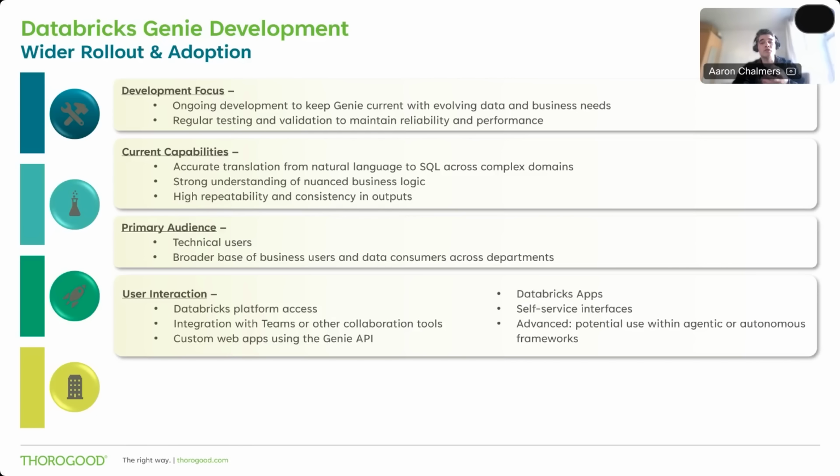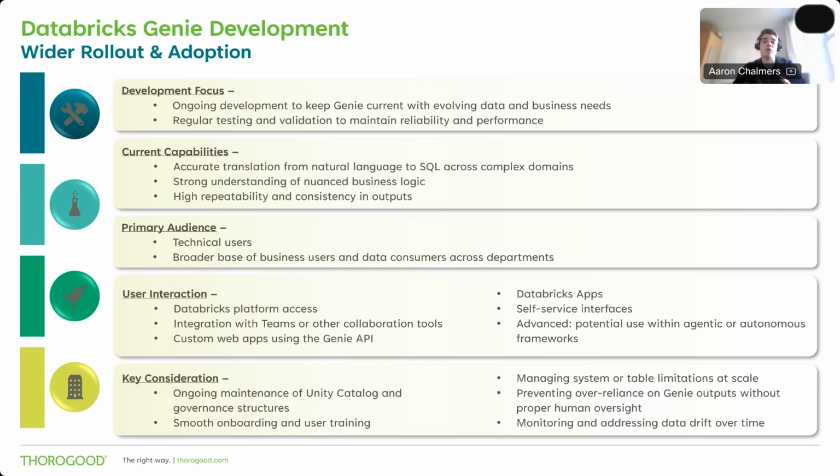There are many ways in which users can interact with Genie, such as via the Databricks platform, integration into Teams or other collaboration tools, custom web apps using the Genie API, Databricks apps, self-service interfaces, or even the potential to use Genie with agentic or autonomous frameworks. The key considerations of a wider rollout of Genie are the ongoing maintenance of Unity Catalog and governance structures. Ensuring governance within the Unity Catalog will ensure governance within the Genie workspaces.